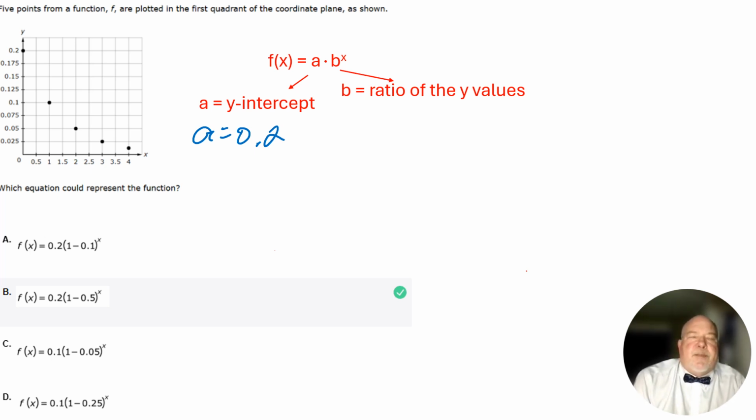And then B is the ratio of the y values. So I'm going to need to look at these points and look at the y values in particular and find what that common ratio is.